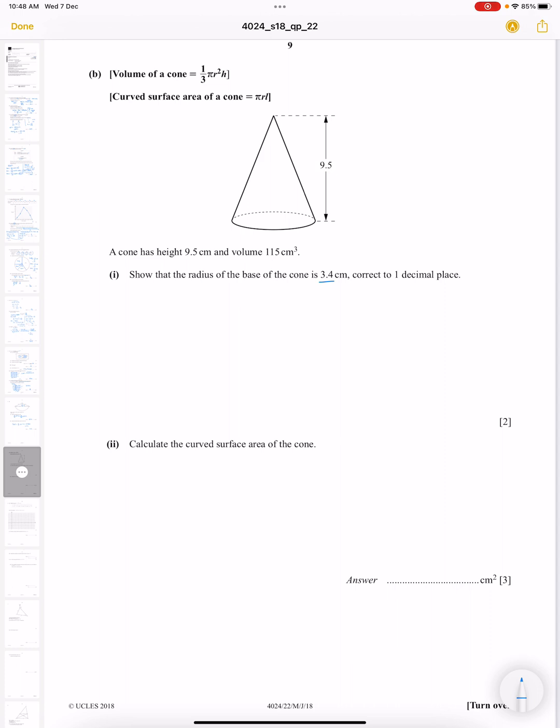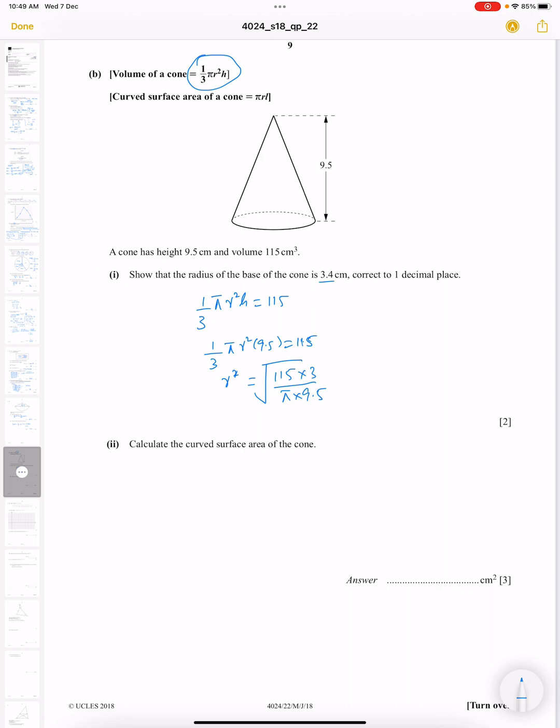So we will use the formula of volume. The volume of a cone is also given here, but it's better to learn this formula. So 1/3 π r² h is equal to 115. As the height is 9.5, it will become 1/3 π r² times 9.5 is equal to 115. Further, it will become r² is equal to 115 multiplied by 3 over π multiplied by 9.5, and when we take the square root of this whole value we will get r.